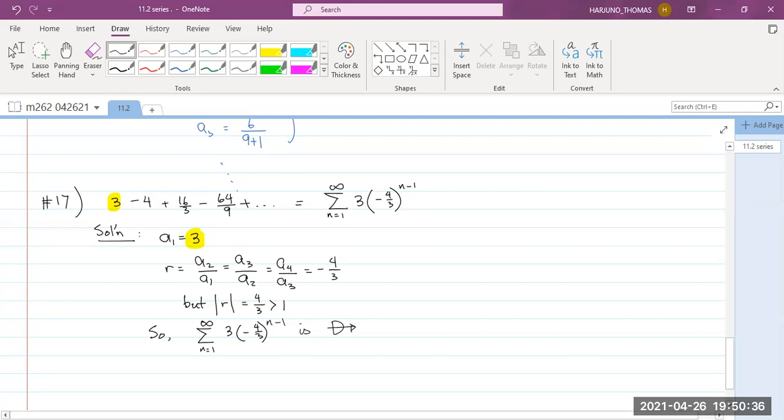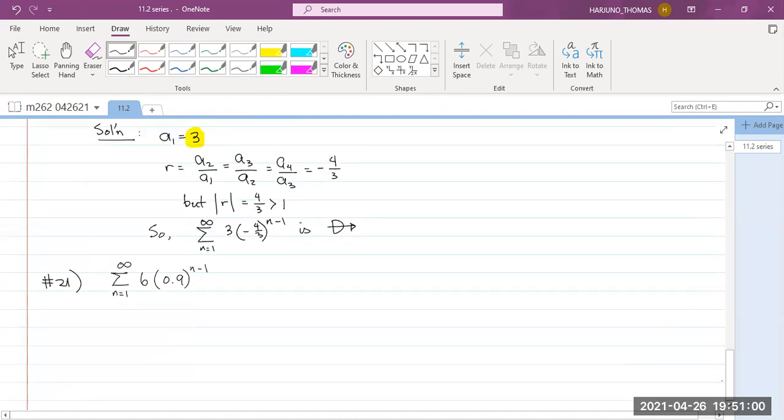Let's see number 21. We have the infinite series from n equals 1 to infinity of 6 times 0.9 to the n minus 1. Solution. We don't even care about the first term. Do you realize that? We just look at the common ratio, 0.9. The magnitude, therefore, is less than 1. So the geometric series is convergent.